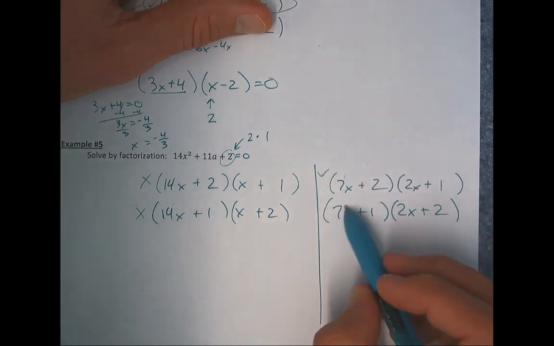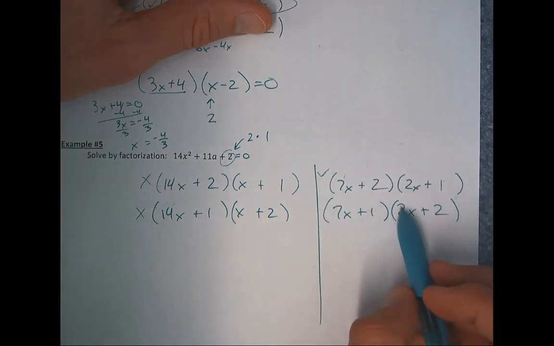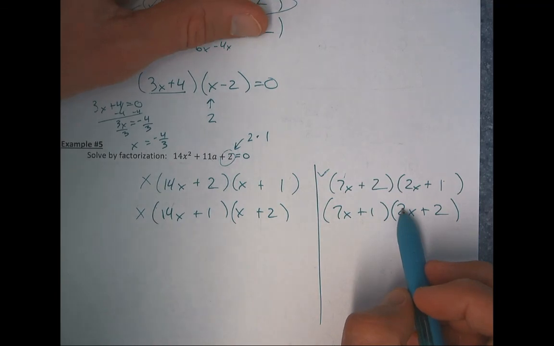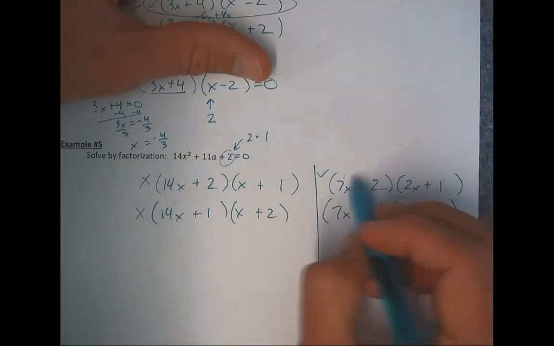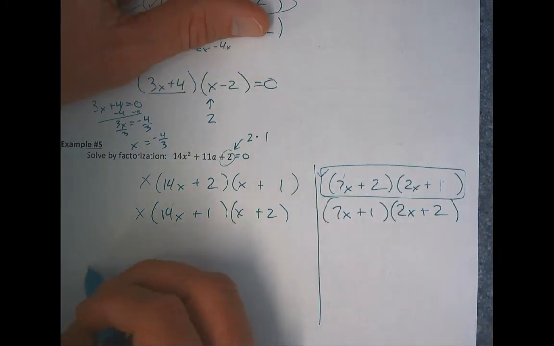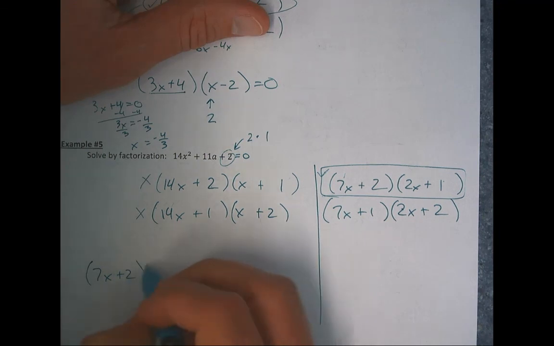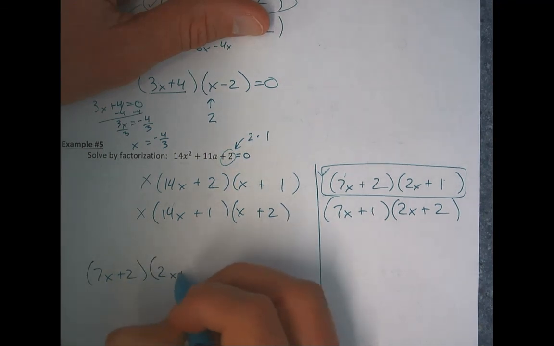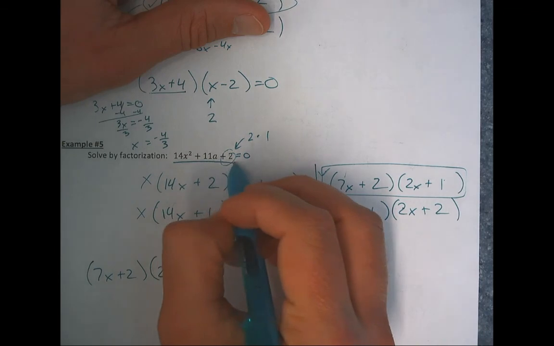And over here, we're going to get a 14 and 2, which almost sounds like it works, but it is not going to work for this. So this is going to be our correct factored form. So we are going to have 7x plus 2 times 2x plus 1. That's the equivalent version of this.